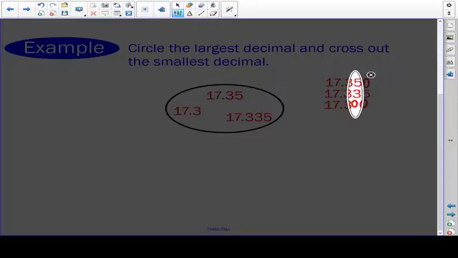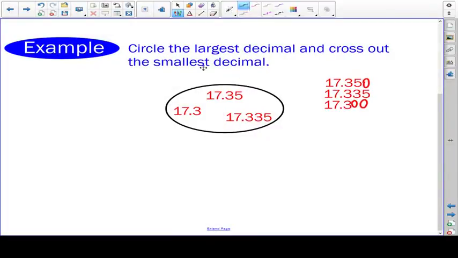But we go to the second decimal place and we do have a little bit of help, because we've got a 0, and the 0 is of course the smallest one. So 17.3 or 17 3/10 is our smallest one. So we will be crossing out that one, but we also see a 5, which is bigger than 3, so 17.35 is our largest one. So we can circle the largest one, 17.35, and cross out the smallest one.